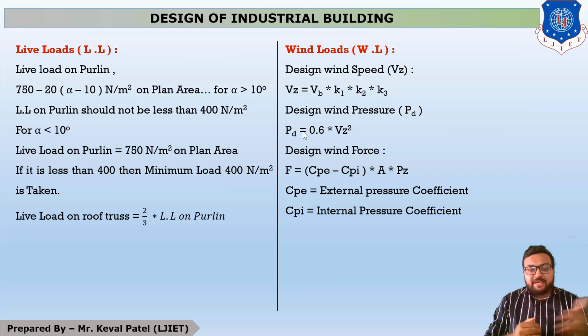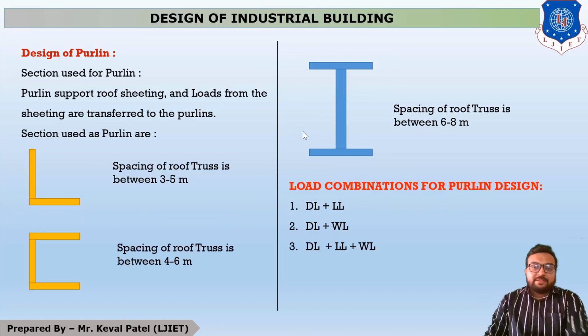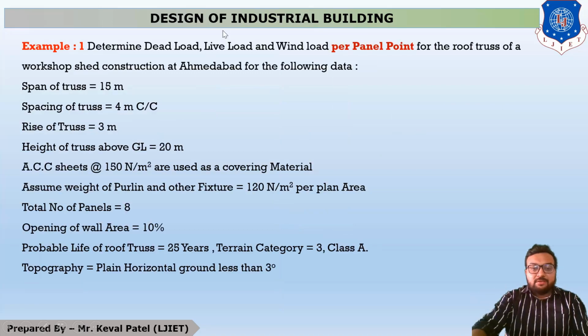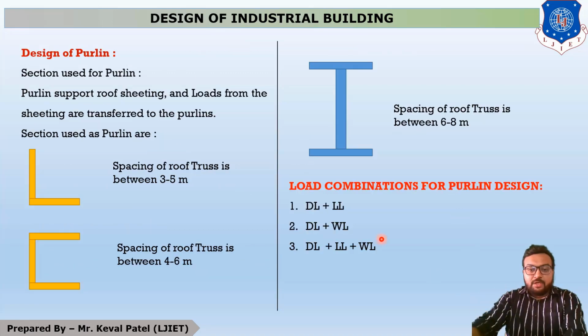And in the second type of example, there are two cases. First, when the load is directly given, and in the second, we find out the dead load, live load, and wind load, and with the help of these load combinations we find out the total load on a purlin, and after that we have to design for the purlin.